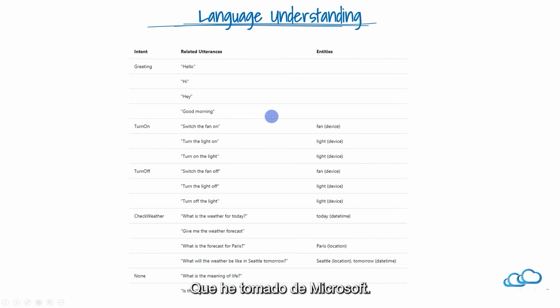All right, so coming back to my slides here, I want to show you a few more examples which I have taken from Microsoft, that there may be different utterances like switch the fan on, turn the light on, and so on. And we know the intent behind these utterances. What is the weather for today? So check weather is our goal, and today is the entity.